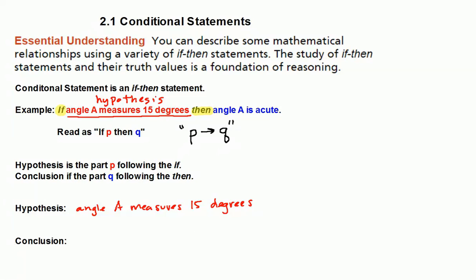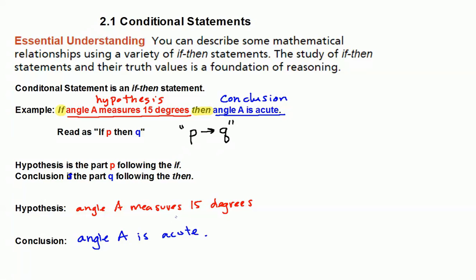Okay, now the one in blue after the then, that's this one right here, angle A is acute. Well, that's called the conclusion. The conclusion is the part Q following the then. So this part right here, that's known as our conclusion. Conclusion is at the end, so it's very easy to remember. Conclusion is after the then, it's the last part of the statement. So conclusion would be known as angle A is acute. Okay, so there's our hypothesis, angle A measures 15 degrees. Conclusion, angle A is acute.